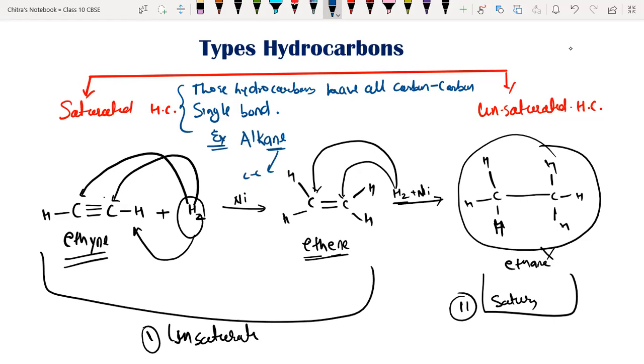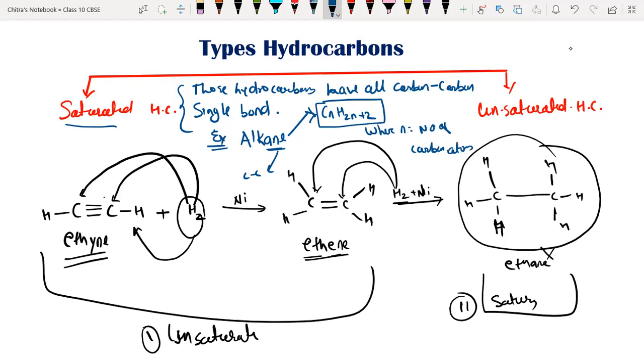Their general formula is CnH2n+2, where n equals the number of carbon atoms. So what are alkanes? Alkanes are saturated hydrocarbons having all carbon single bonds, and their general formula is CnH2n+2, where n equals the number of carbon atoms.